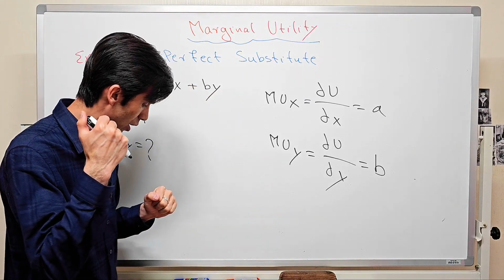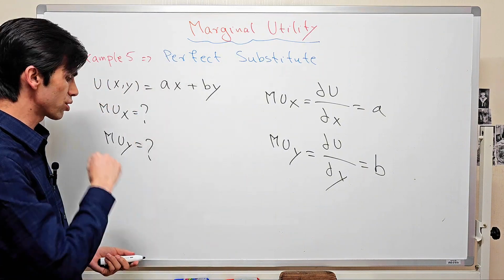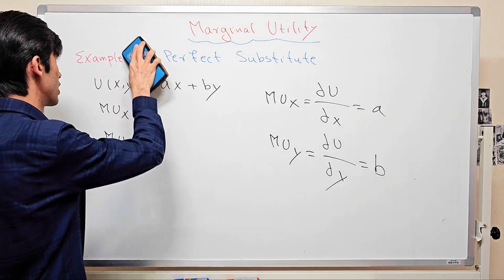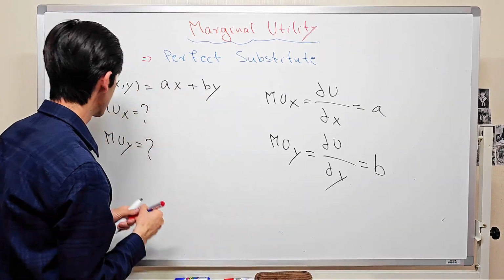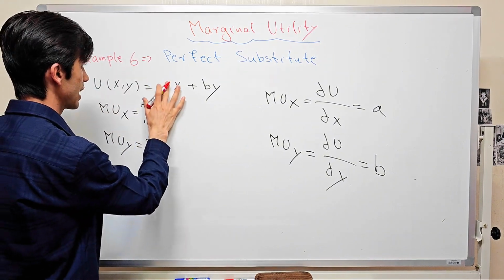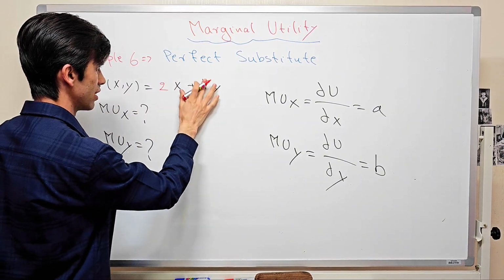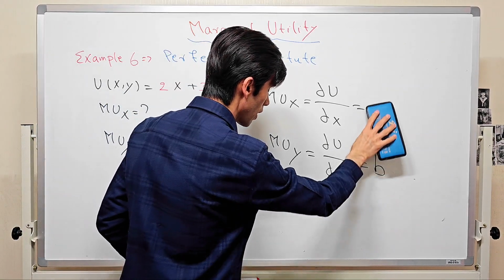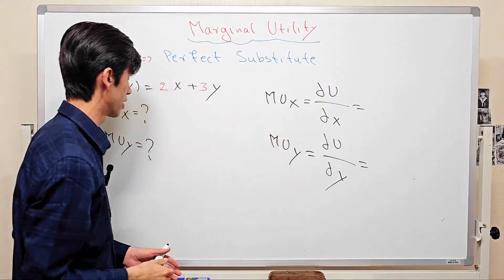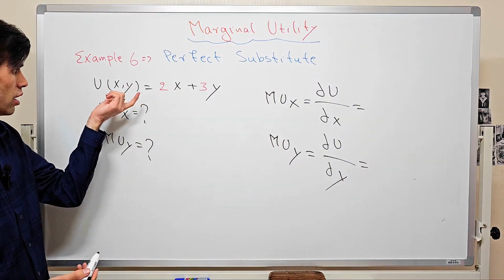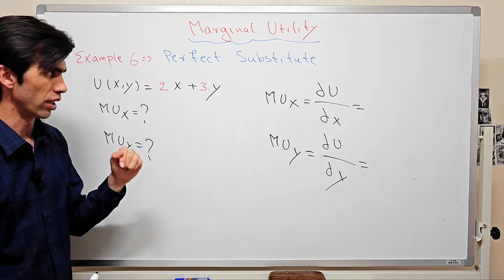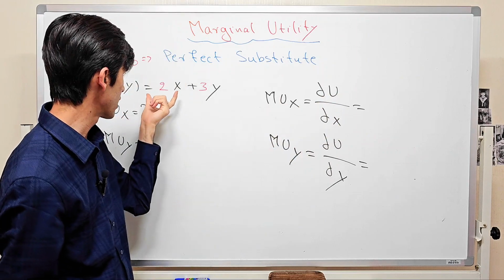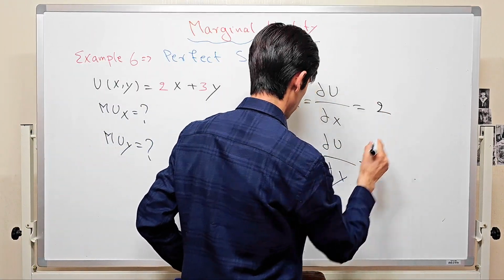Now, without wasting our time, let's solve a numerical example of perfect substitutes. Let's write down example number 6, and suppose that we have 2x and 3y. Let's find the marginal utility for this perfect substitute utility function, where utility is equal to 2x plus 3y. Then the marginal utility of x is the partial derivative of utility with respect to x, and it's simply 2.